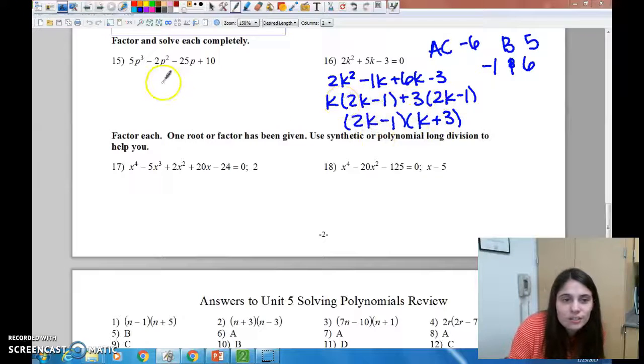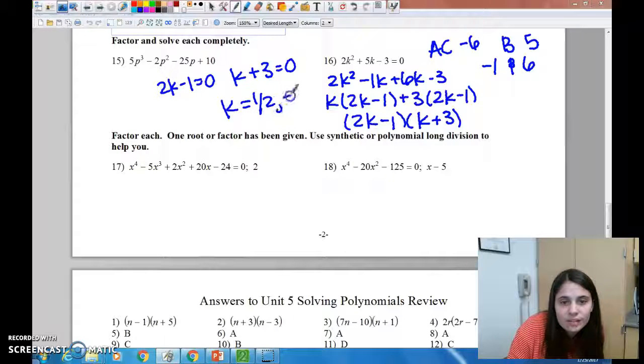So I set each of these equal to 0, 2k minus 1 equal to 0, k plus 3 equal to 0. And if I solve each of those, then k equals 1/2 and negative 3.